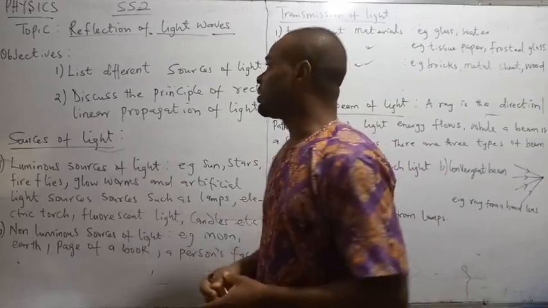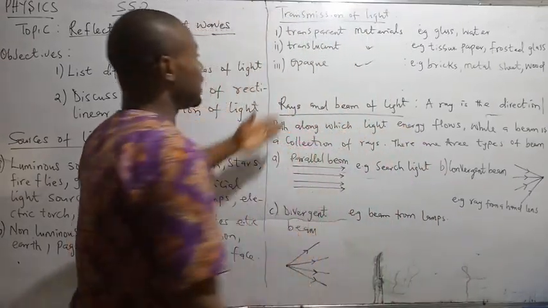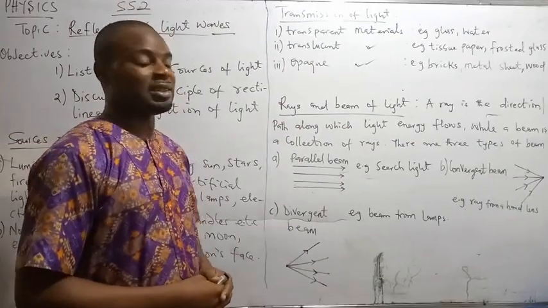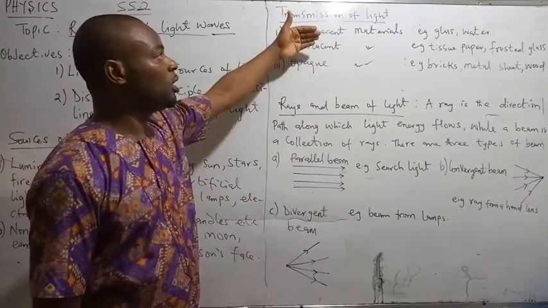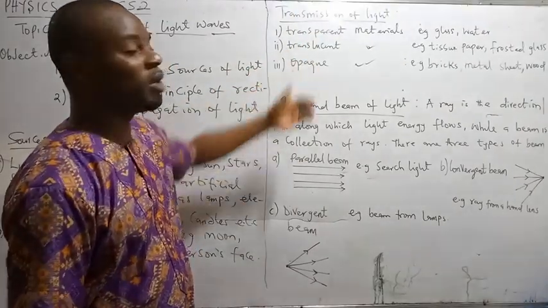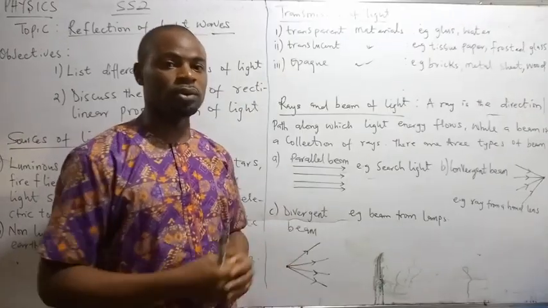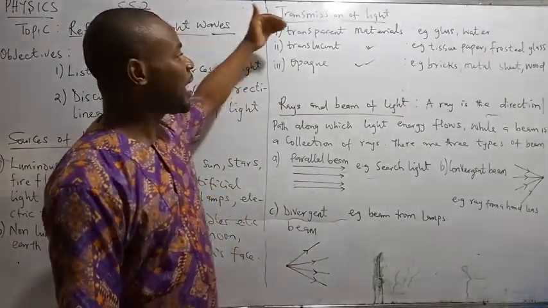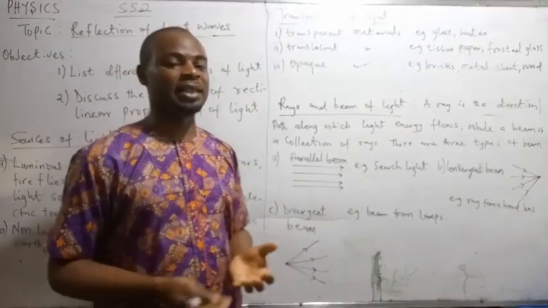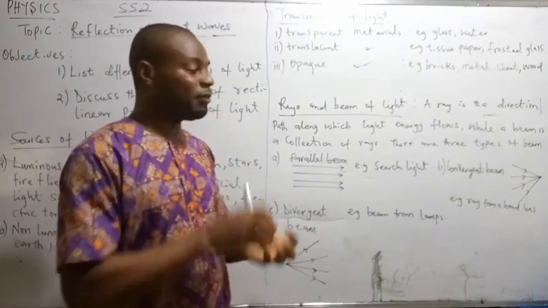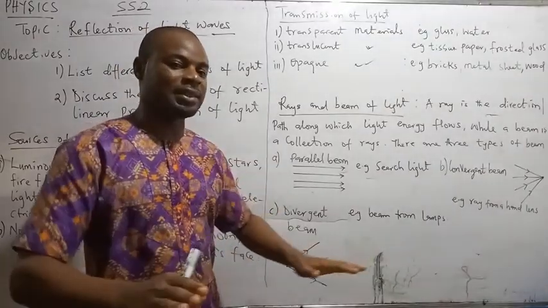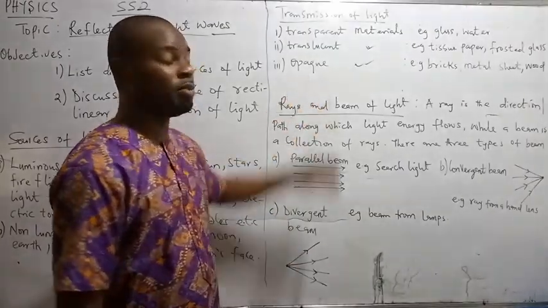The next side heading we have is the transmission of light. Under this transmission of light, if you look on the board, you will see different types of materials. These materials are classified based on what? The amount of light that can pass through them. If a greater amount of light passes through the material, that material is said to be what? Transparent. But if a small amount passes, the material is said to be translucent. And if no light passes through, the material is said to be opaque.